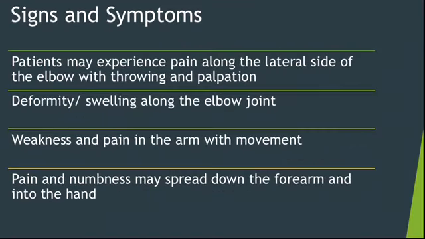If an annular ligament is injured, patients may experience pain on the lateral side of the elbow when they make movements such as throwing, as well as with palpation. Swelling may occur along the joint, accompanied by weakness in surrounding muscles of the arm. It is also common for patients to complain of pain and numbness spreading down their forearm and into their hand.